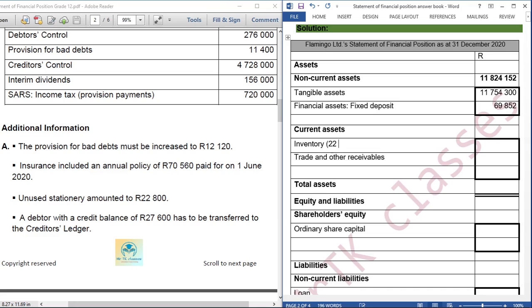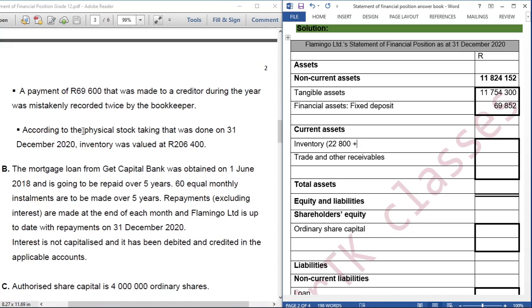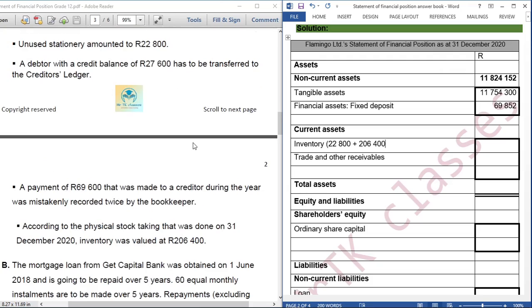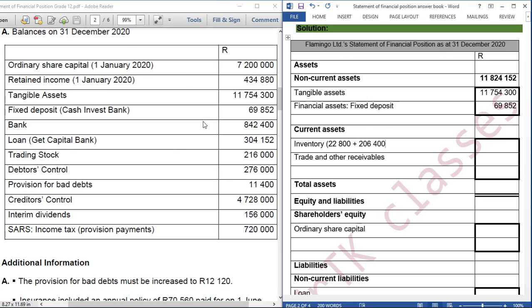So 22,800. Okay. Let us scroll down. According to the physical stock taking that was done on 31 December 2020, inventory was valued at 206,400. So inventory was valued at 206,400. So if we have inventory according to physical stock taking, this one that is under adjustments, this is the amount that we take. If we don't have this adjustment for physical stock taking, it means we can take inventory under balances. All right, so we are going to take this one.